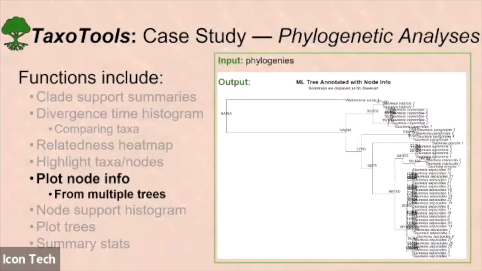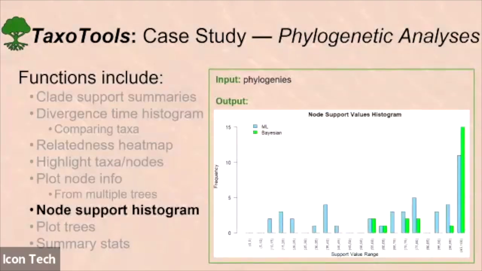This one, I love this one. So you can plot node information from multiple trees on 1 tree. This is one of the few things that is a series of functions in taxo tools, but what we're looking at here is my maximum likelihood tree compared to my Bayesian tree with matching node supports painted on each node. So if a node matches 1-to-1 for the species contained between the 2 trees, it can paint the support values from both trees on that node. And finally, you can do node support histograms, and you can do that with 1 or multiple trees to compare them.